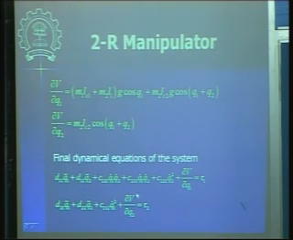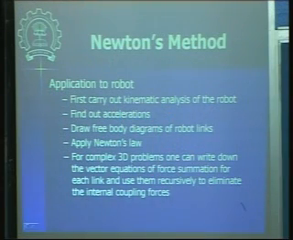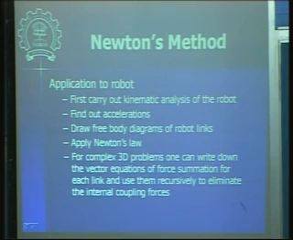Okay. Now next we will see some properties of these in the next class. So let us first see, if you want to go for the Newton's method, how we'll go about. These are the steps that you will follow to apply this Newton's method. First you will carry out kinematic analysis of the robot, then you will find out the accelerations by differentiating your velocity terms, and these accelerations you will use for finding the inertial forces.